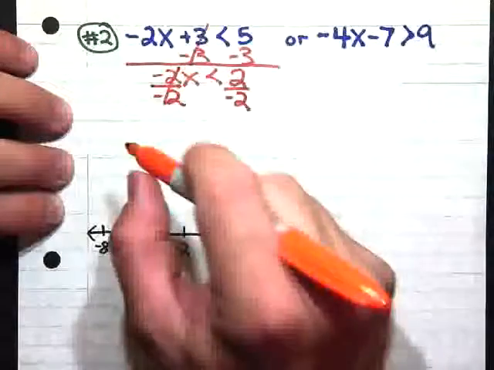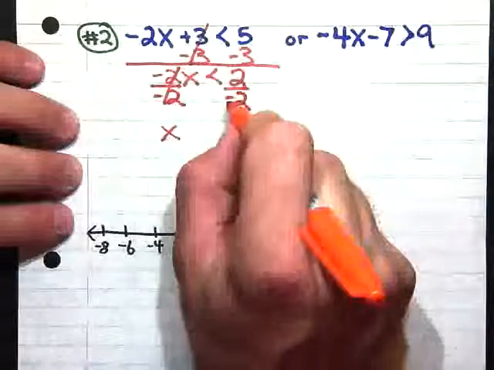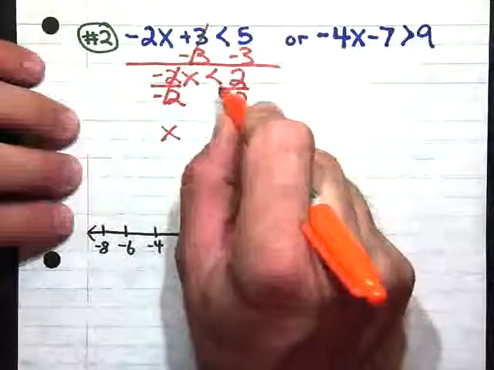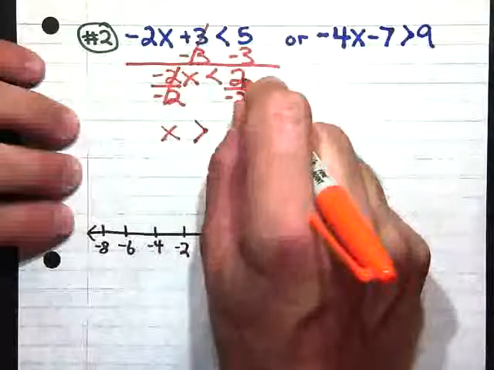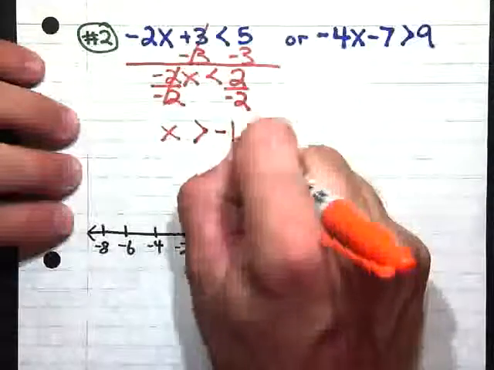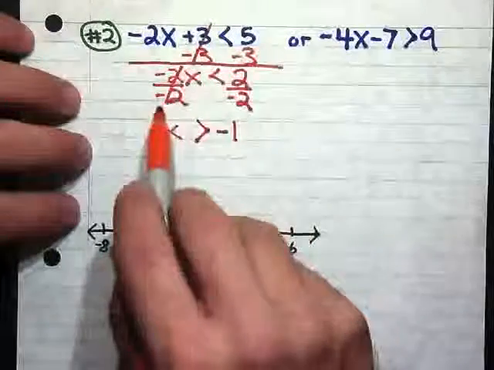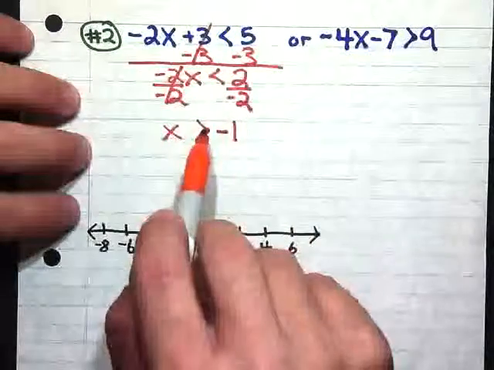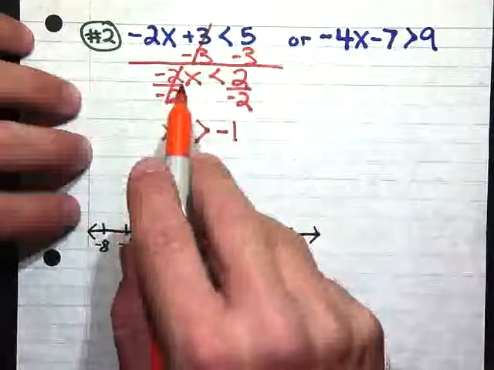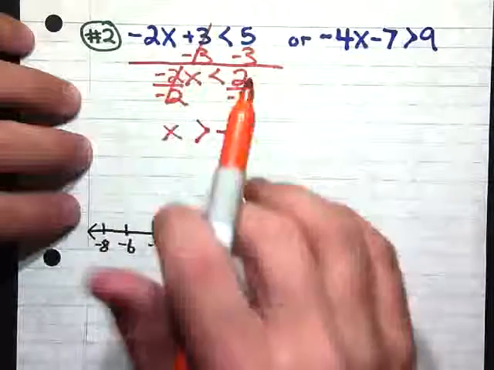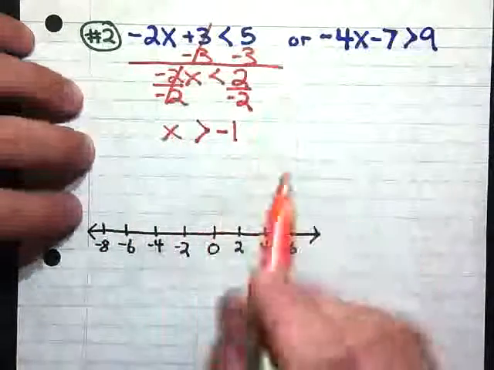When we do that, these 2's cancel out, leaving us with x by itself. But since we just divided both sides by a negative number, we've got to flip the inequality. So now it becomes a greater than, and then 2 divided by negative 2 is negative 1. Now, it's very important that you watch for this rule whenever you multiply or divide both sides by a negative number. This is the number one reason people get inequalities wrong. So make sure you pay close attention that whenever you multiply or divide both sides by a negative number, you flip that inequality.